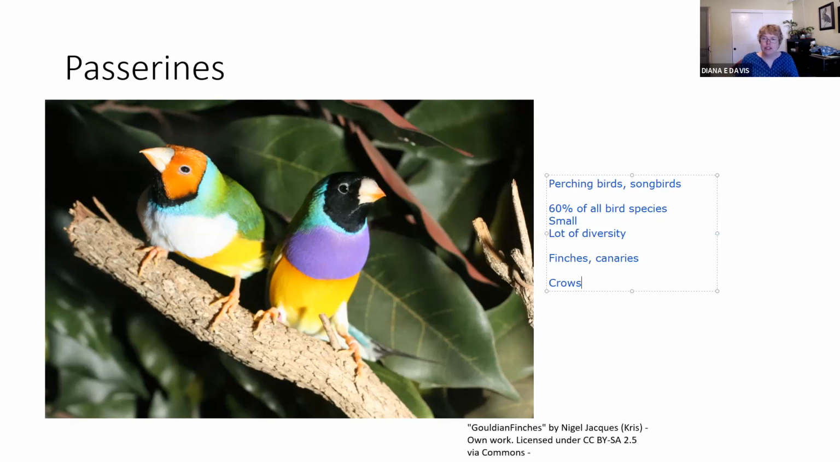I find finches and canaries do pretty well in home environments. Budgies do pretty well in home environments. Generally, as a rule of thumb for birds, smaller tends to do better in a household.